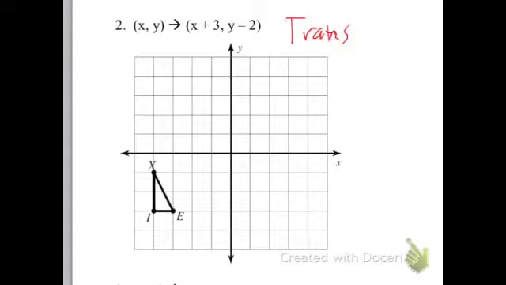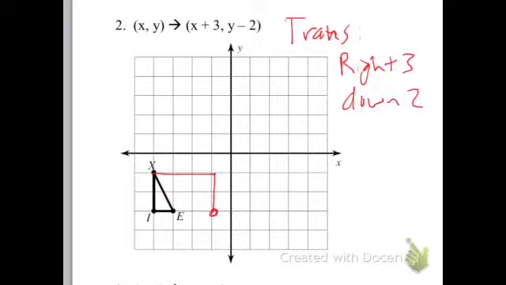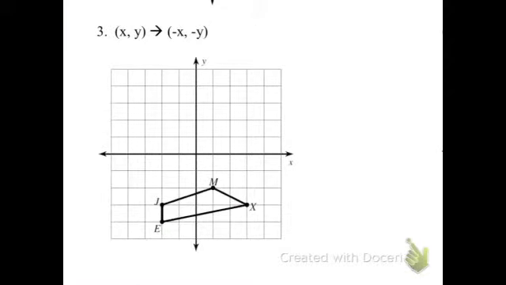and it's doing a right 3 and down 2. So you take everything right 3, down 2. There's going to be my X prime, there's my I prime, and there's my E prime. I got my 3 points, connect them up, and you're all done. You don't need to leave this part here, though. Moving on to the next one.